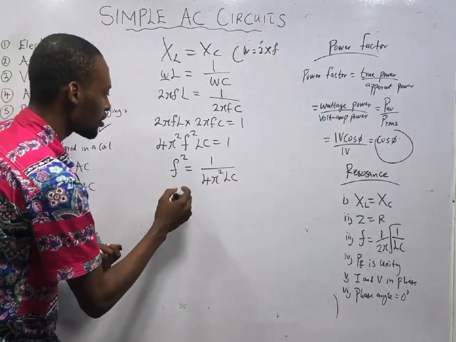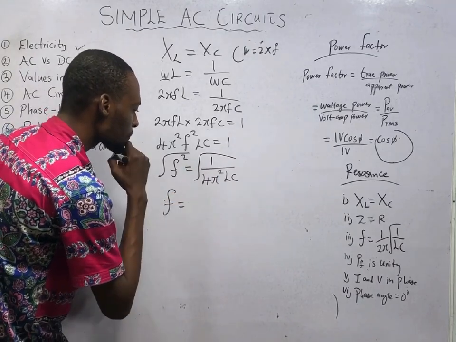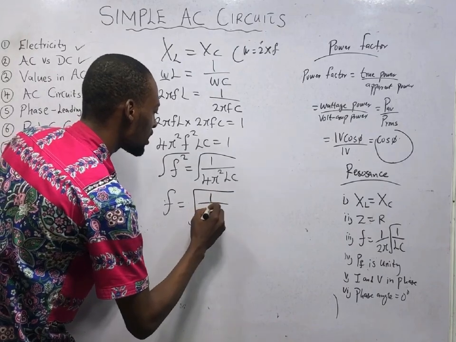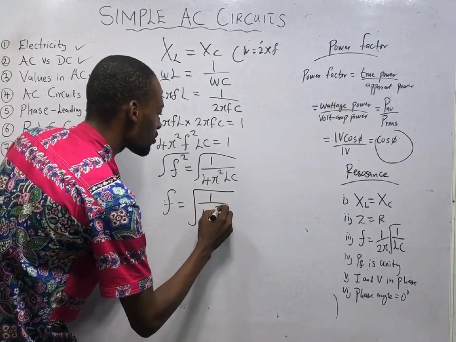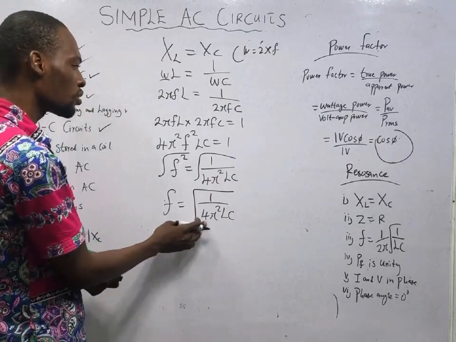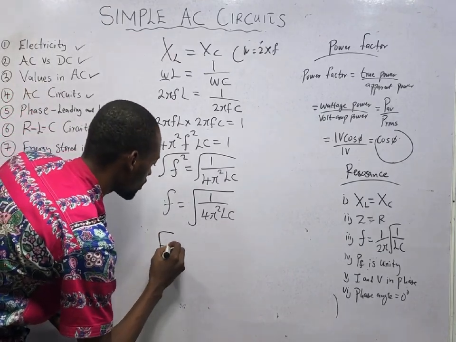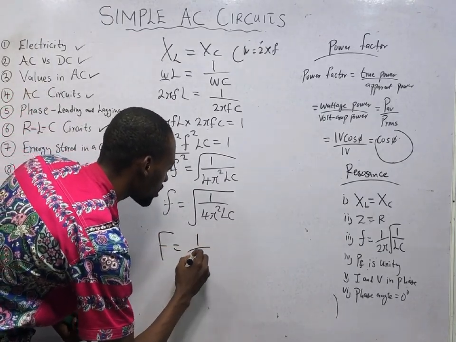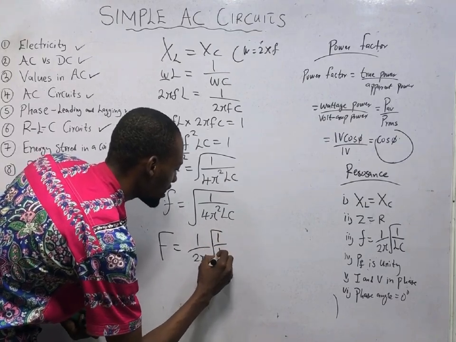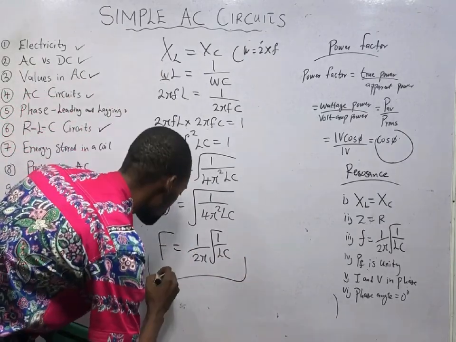To get f, you take the square root of both sides. So f is simply the square root of 1 over 4π²LC. The square root of 4 is 2. The square root of π² is π. So f is simply equal to 1 over 2π times the square root of 1 over LC. So this frequency is referred to as resonance frequency.